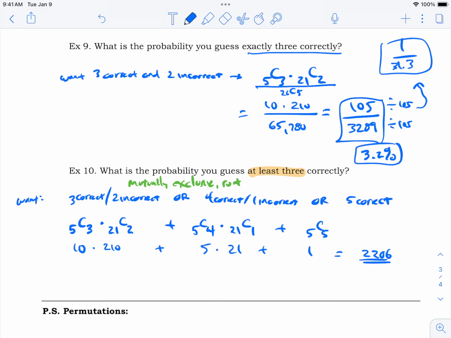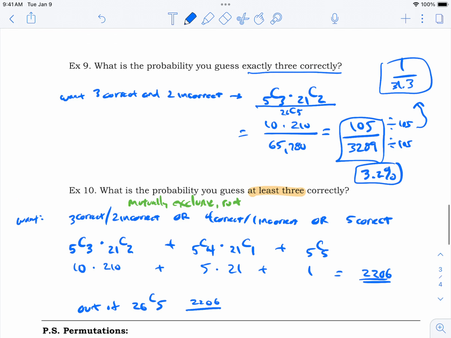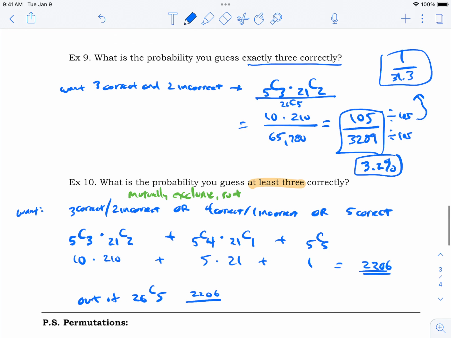2206 ways to guess 3 correctly out of the 26 choose 5 ways of choosing anything. And so that means 2206 out of, what was that number again? It was 65,780. All right, let's reduce, please. Divided by 65,780 reduces to, doesn't reduce by much, 1103 over 32,890.